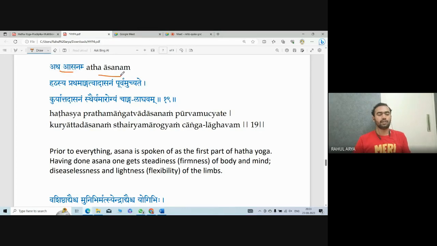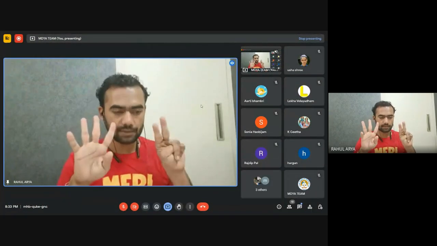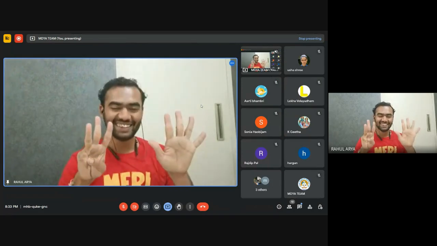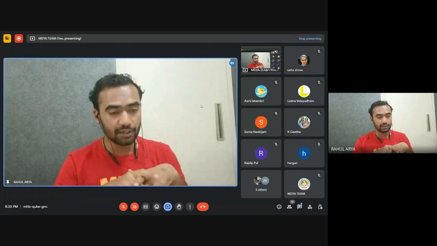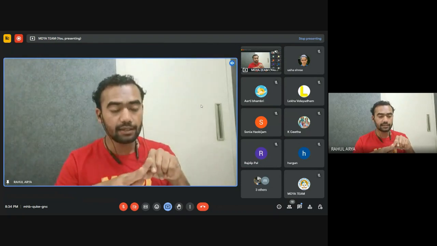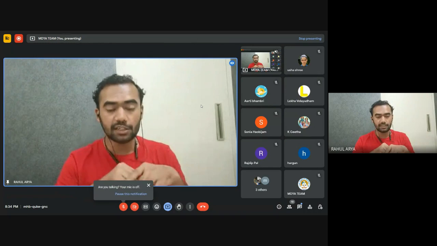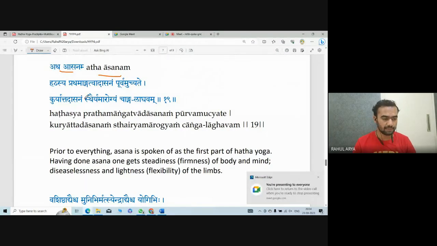Atha asana. Okay, now we are entering the asana. Asana is the first limb of yoga according to the Hatha Pradipika, because in the Hatha Pradipika there are four limbs in total. In the Yoga Darshan there are eight limbs, eight limbs in the Vasishtha, eight limbs in the Hatharatnavali. Four limbs in the Hatha Pradipika, seven limbs in the Gheranda Samhita, six limbs in the Goraksha Samhita. Different texts have different limbs.